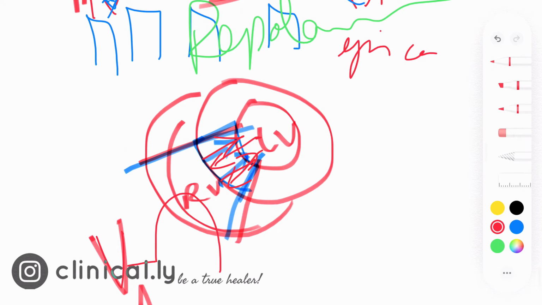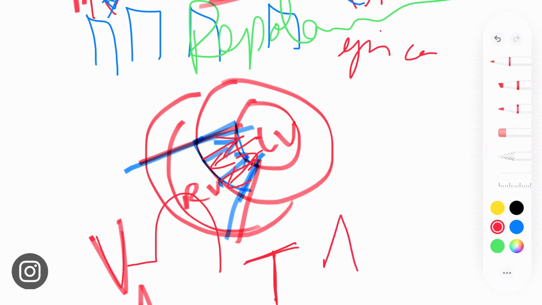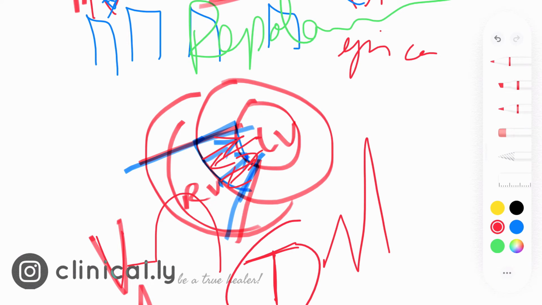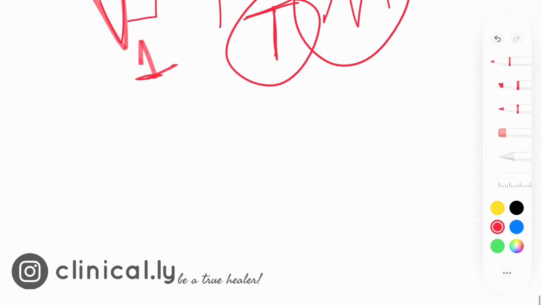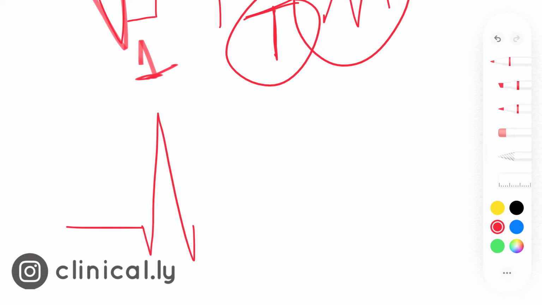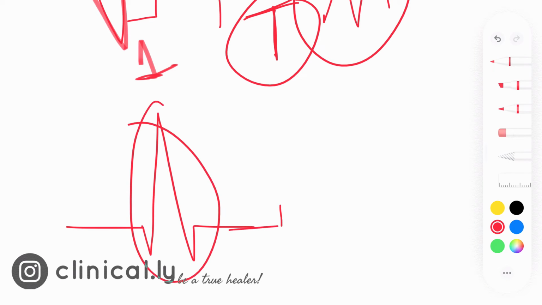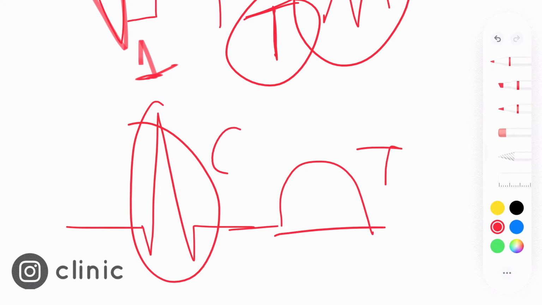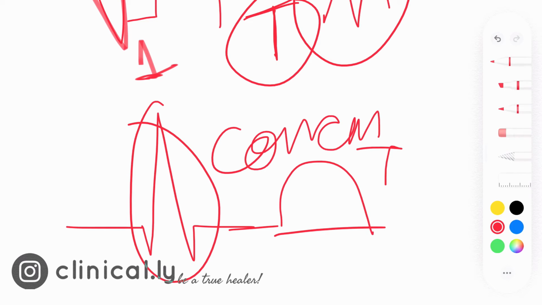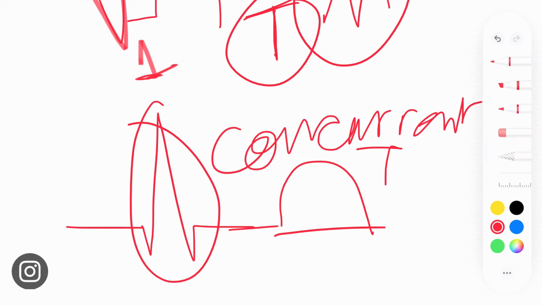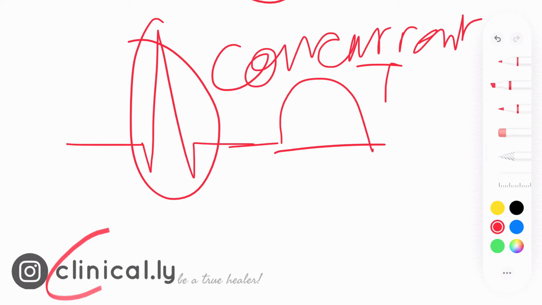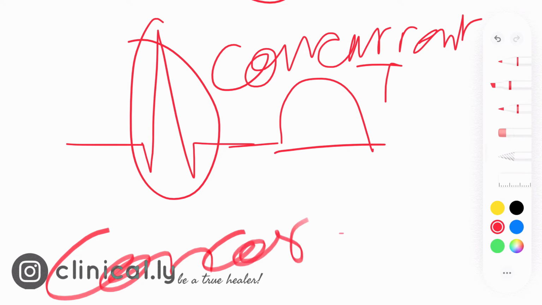With this, we understood why the direction of the T wave is in concordance with the QRS complex. So here we understood why the direction of the QRS complex and the T wave is concurrent. It is called concurrent, or it is also called concordance.